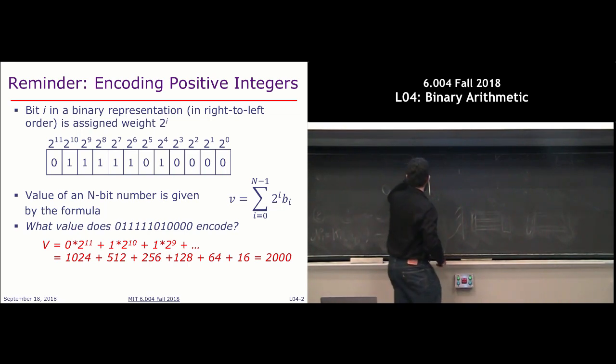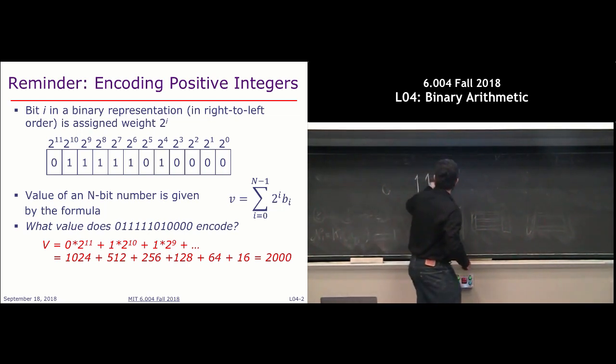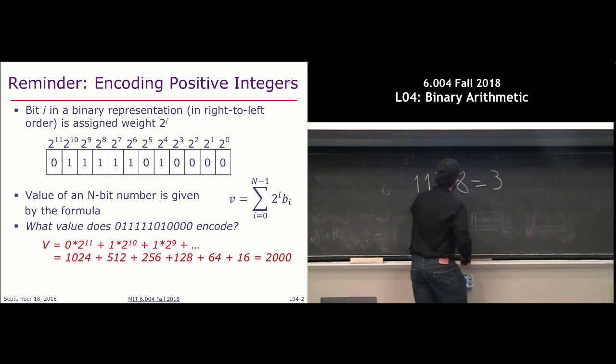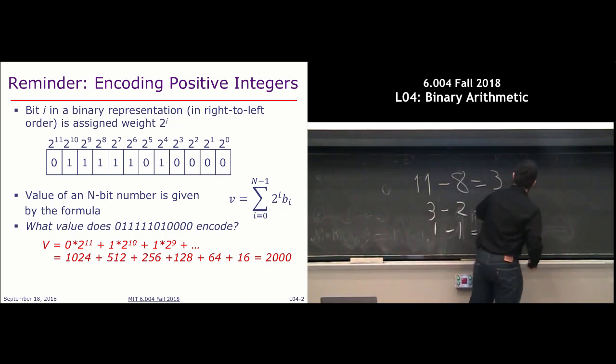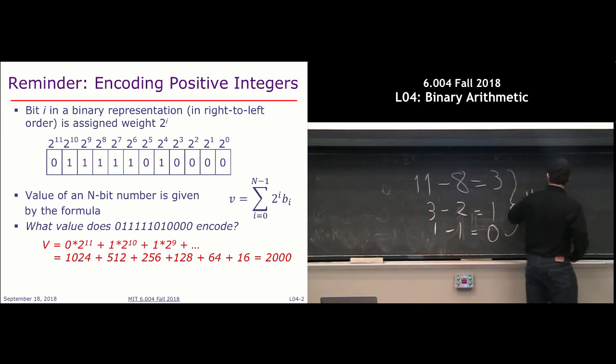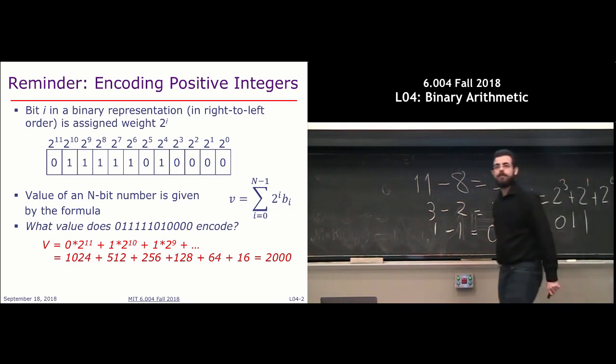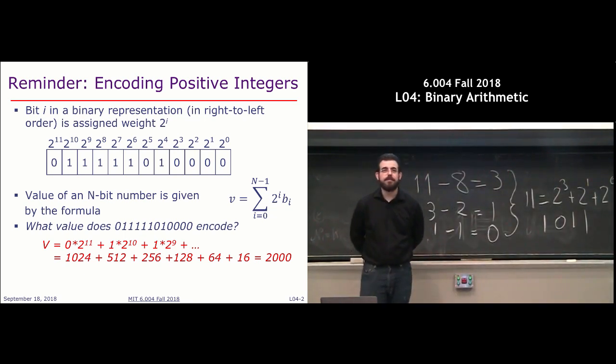This is not 3. It's 11. So what is the largest power of 2 that's smaller than 11? 8. And what do you get? 3. 3 minus 2 is 1, and 1 minus 1 is 0. And so what you get is that 11 is 2 to the power of 3 plus 2 to the power of 1 plus 2 to the power of 0. And so it is 1, 0, 1, 1. OK. Any questions?